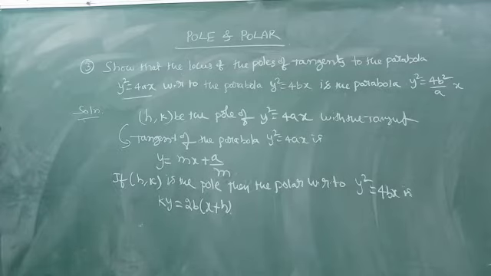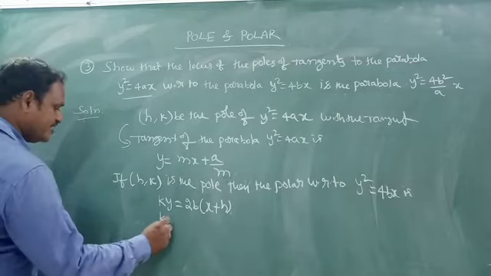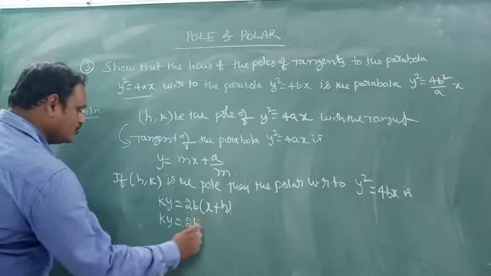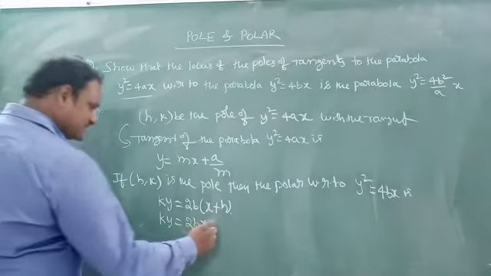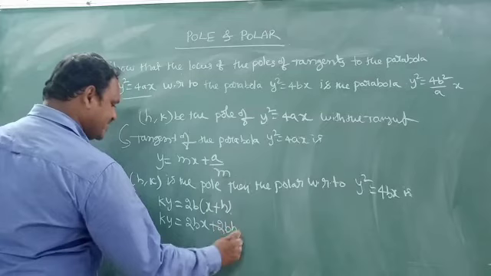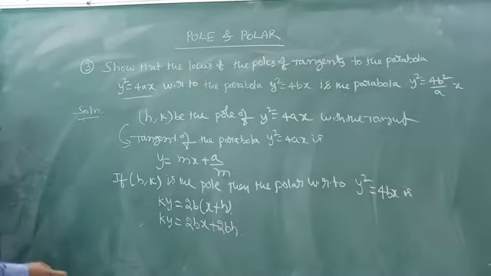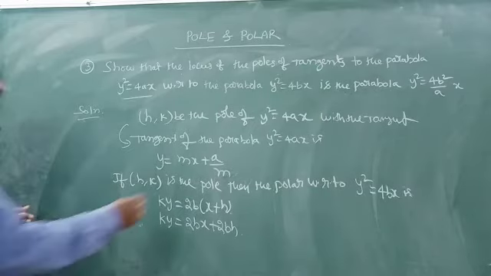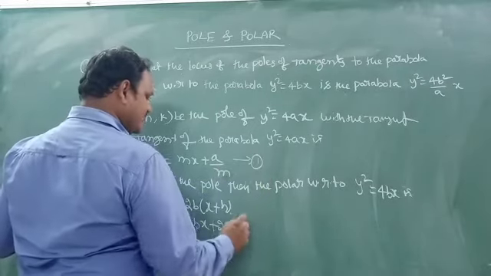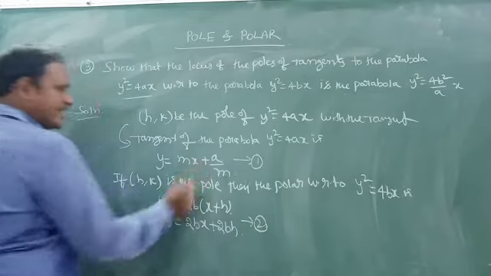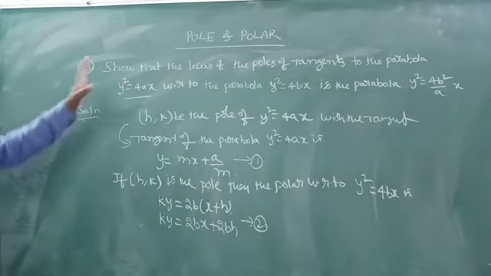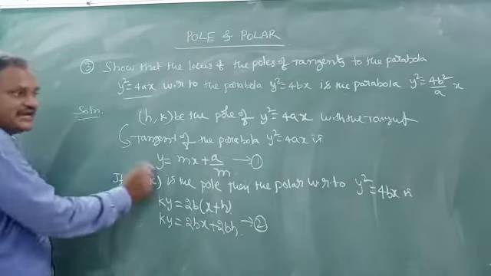That means what we are going to have is ky equal to 2bx plus 2bh. You are having it like this, right, my dear students? Now these two lines, clearly we have equation number 1 and equation number 2. These two lines are nothing but, according to the given information, identical lines, right?